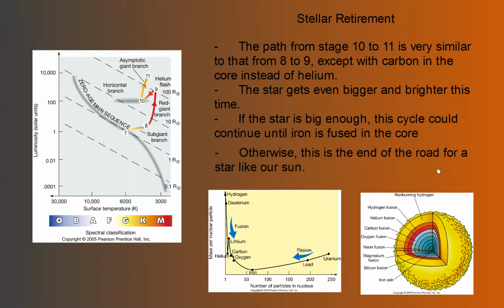And so if it's a star like our sun, this is it. This is the end of the road, and we'll talk about that next. But just real briefly to end this video, once you hit iron, that's it for any star. It doesn't really matter your mass, because iron is a special element. It's the most stable element in terms of number of particles in the nucleus and mass per nuclear particle.